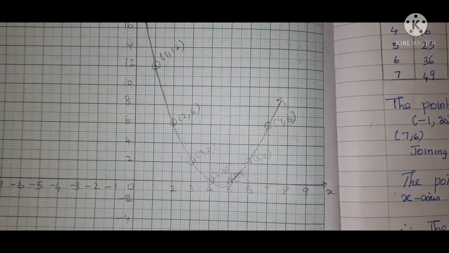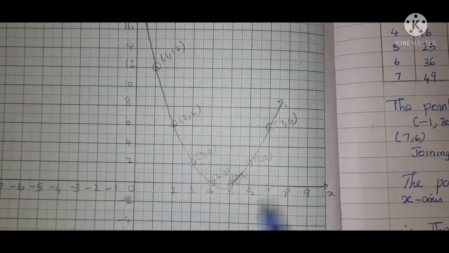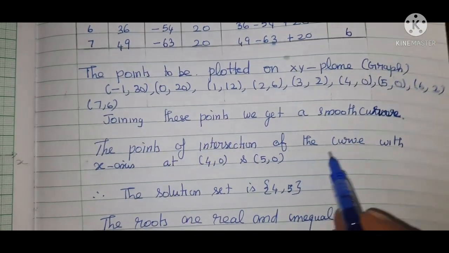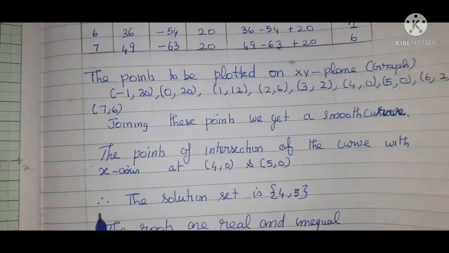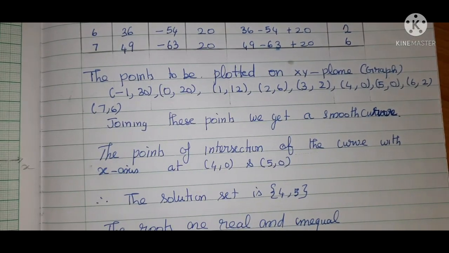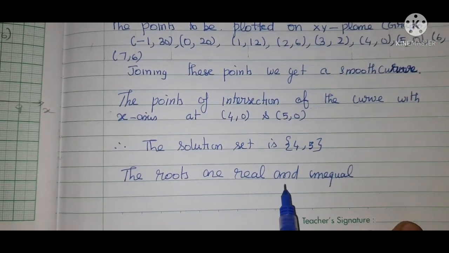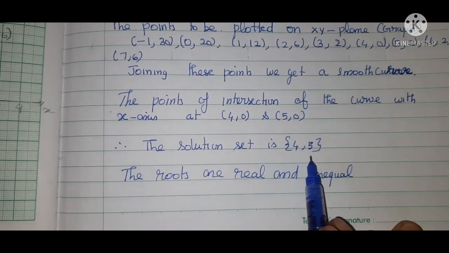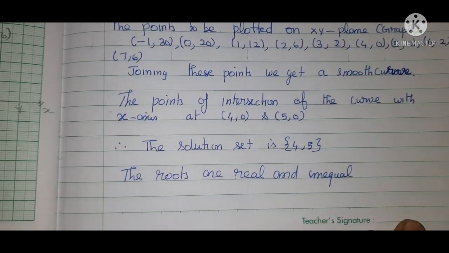The curve intersects the x-axis at 4, 0 and 5, 0. So, the points of intersection of the curve with the x-axis are 4, 0 and 5, 0. Therefore, the solution set is 4, 5. We have two roots, so the roots are real and unequal, different values. One is 4, another one is 5. So, the roots are real and unequal.